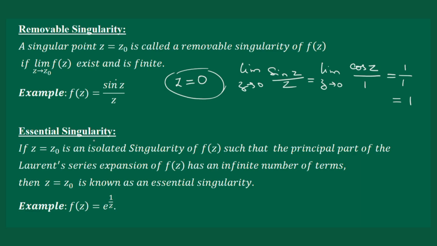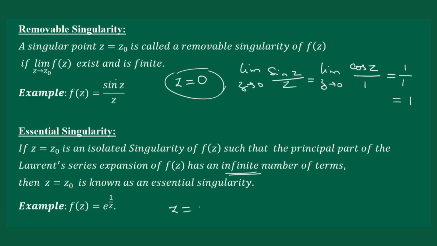Next is essential singular point. An essential singular point, first of all, should be an isolated singular point, and the principal part of the Laurent series should contain an infinite number of terms. Already in poles we noticed the principal part contains a finite number of terms, whereas for essential singularity the principal part should contain an infinite number of terms. Then such a singular point is called an essential singular point.